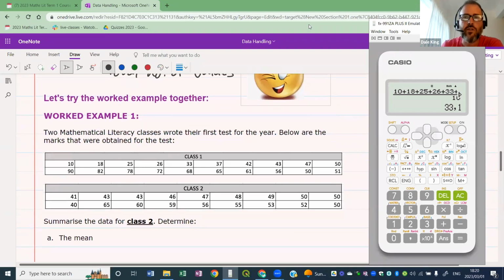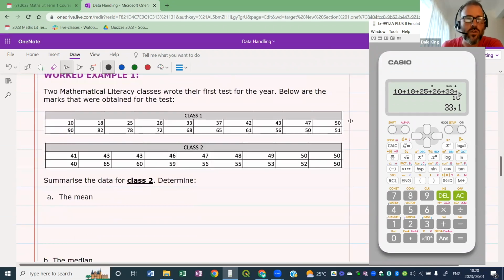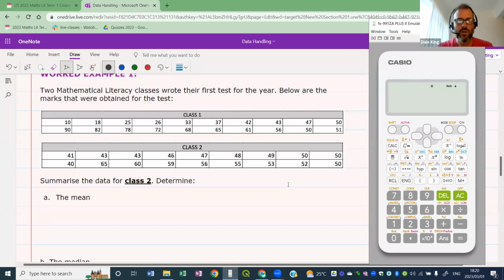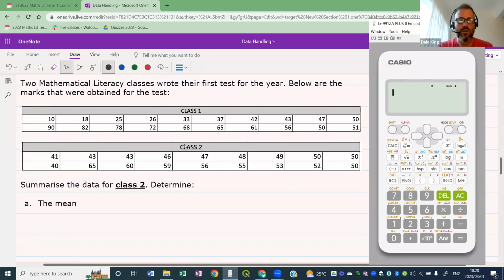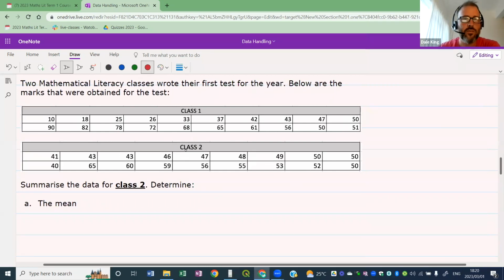All right, if there are no questions, then can I get you guys to do the mean for class 2? I'm going to ask you to do the whole thing. All right, practice typing in those numbers. Let me zoom in a little bit here. All right, there they are. Class 2 is the second table at the bottom. All right, so it's this class here, class 2.